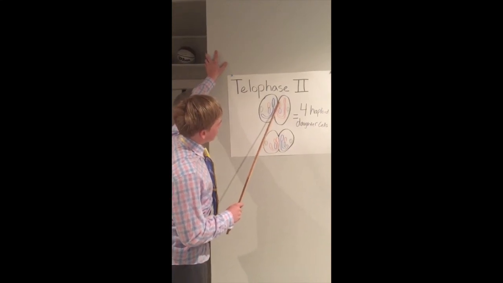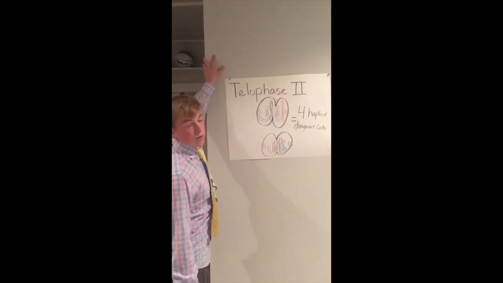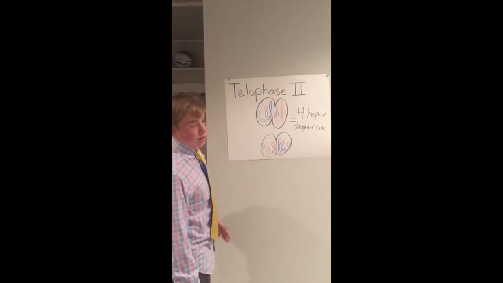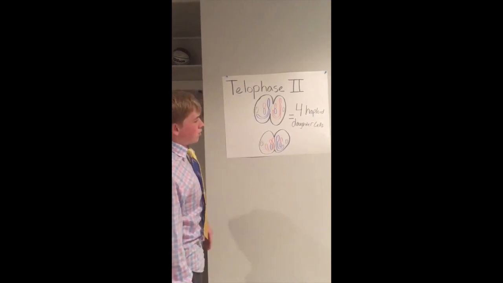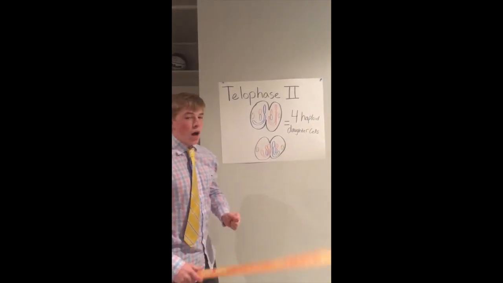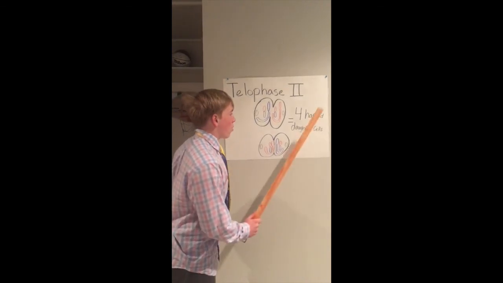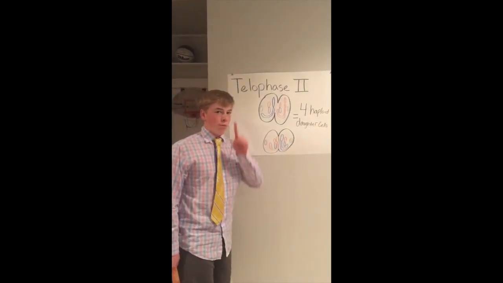See, they're pinching here, and once again, a cleavage furrow occurs, which happens in animal cells during cytokinesis. And just to reiterate, it is no longer 2 diploid cells. It is now 4 haploid cells. We went from 1 to 4.